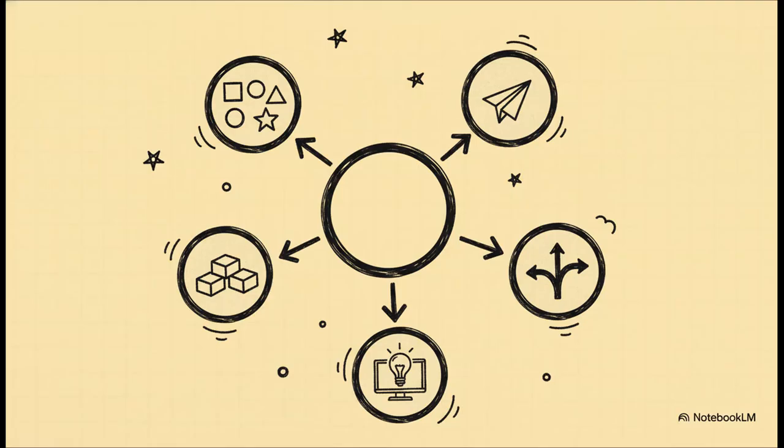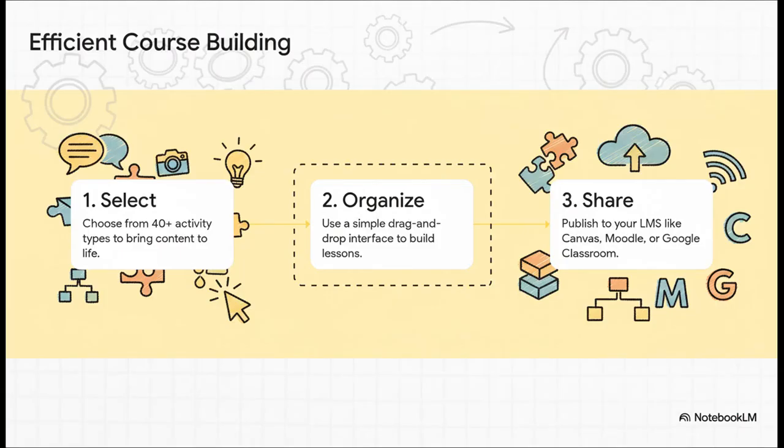But look, it's more than just a giant library of cool activities. It's the whole ecosystem. It's designed to be efficient from the second you start building to the moment you share it with your students. Let's walk through what that actually looks like. Let's talk about that efficiency, because this is huge. We all know building a lesson can take forever. But here, the whole process is boiled down to 3 simple steps. You pick the activity you want from that library of 40 plus, you literally drag it into your lessons playlist, and you share it. That's it. It's built to get you from an idea to a finished lesson in minutes, not hours.